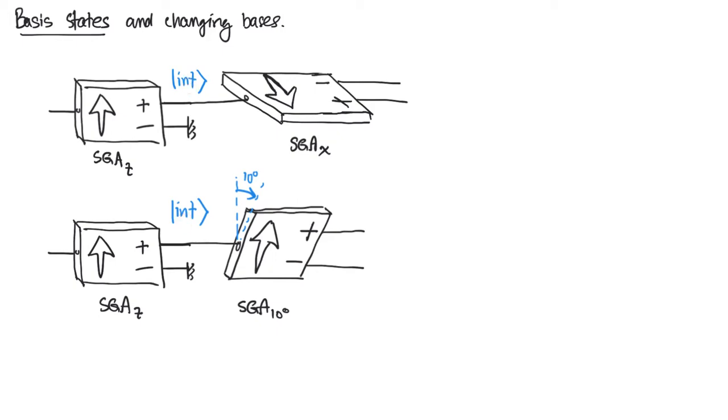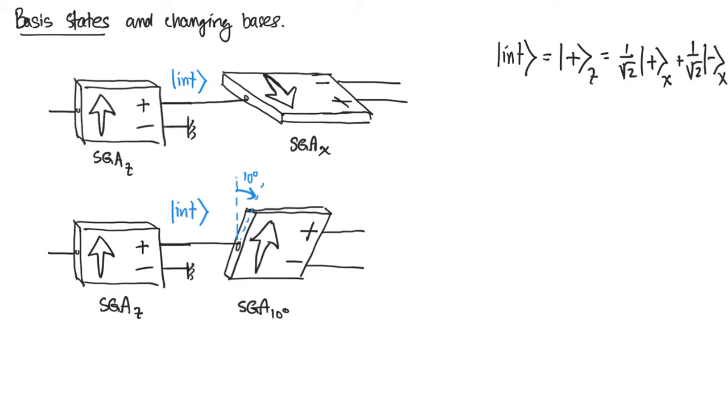In both cases, we have this intermediate state, which we found we could write either as plus in the Z direction, because that's what it is, right? It's an atom that just came out of the plus port of a Z analyzer. But we found we could also write it as 1 over root 2 times plus in the X plus 1 over root 2 times minus in the X.